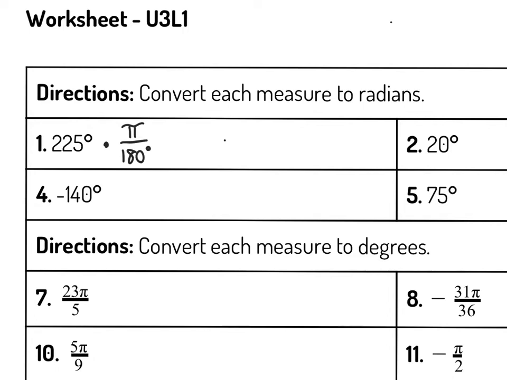So 225 times pi over 180, we can reduce that. 225 and 180 reduces to 5 over 4. And that will end up becoming 5 pi over 4. And that's in radians, so you don't need to put any units in.